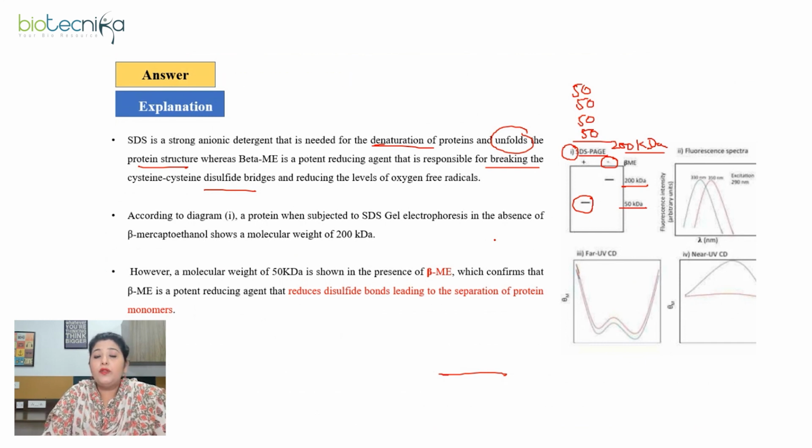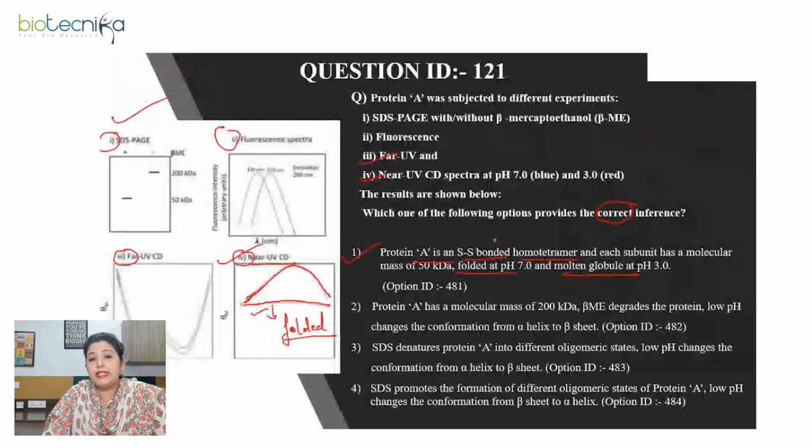But it is always better to confirm by going through all the other options. Just by going through option 1, we can easily make out that this is the answer, but we should also go through options 2, 3, and 4. In option 2, it is mentioned that protein A has a molecular mass of 200 kilodalton, and beta mercaptoethanol degrades the protein.